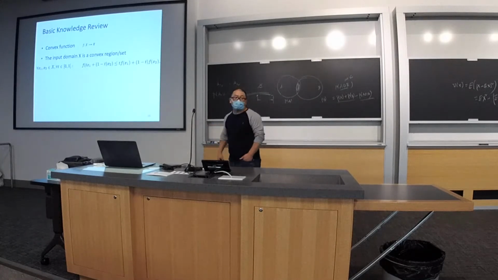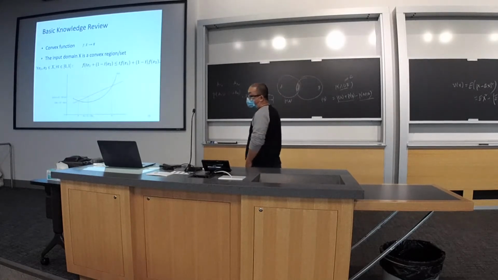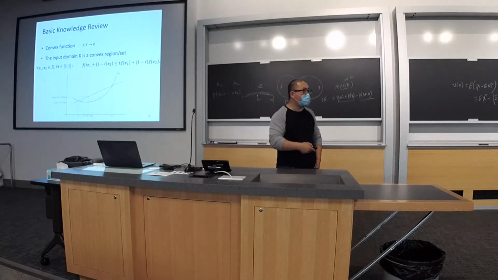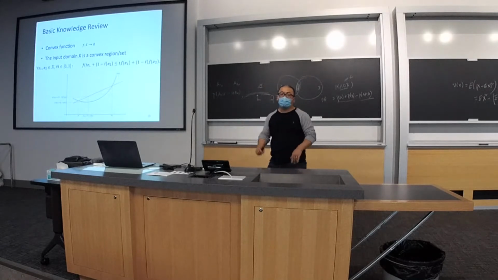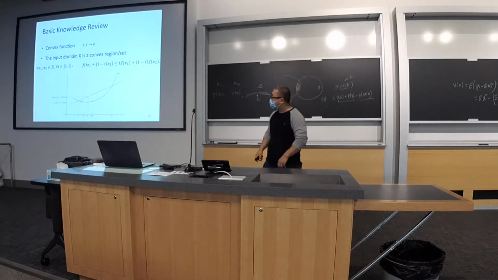So what does it mean? It seems a kind of tedious definition. So here's the visual explanation, which gives a much better intuition about this definition. So f of x here is a typical convex function. Let's see how this function satisfies this convex inequality.